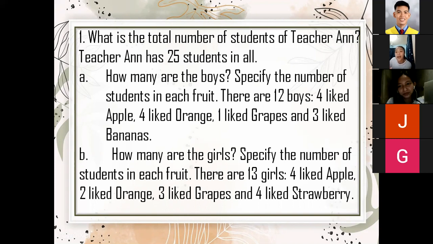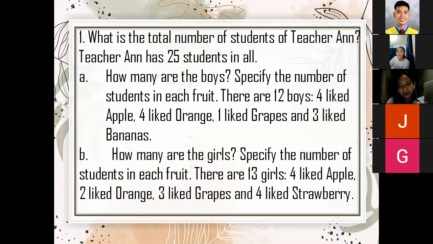So how many students like the following? As I said earlier, there are 8 students who like apple, 6 students who like orange, 4 students who like grapes, 3 students who like bananas, and 4 students who like strawberries. Which fruit has the largest number of students? If you look at the graph, you can see what most of the students like, which is the apple, because it is the tallest in our graph.